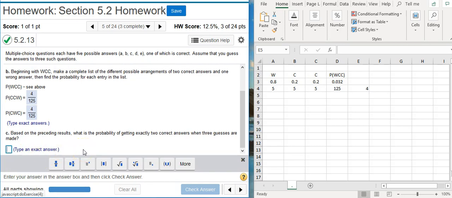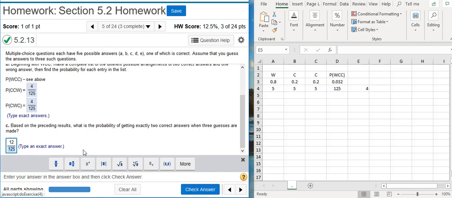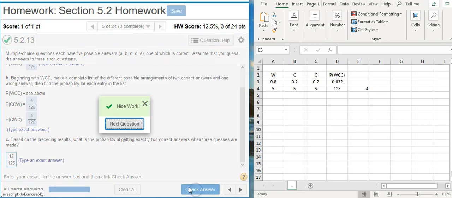So 4 plus 4 plus 4 is 12. So I want 12 over 125. Notice I can't reduce that any further. So there's my exact answer.